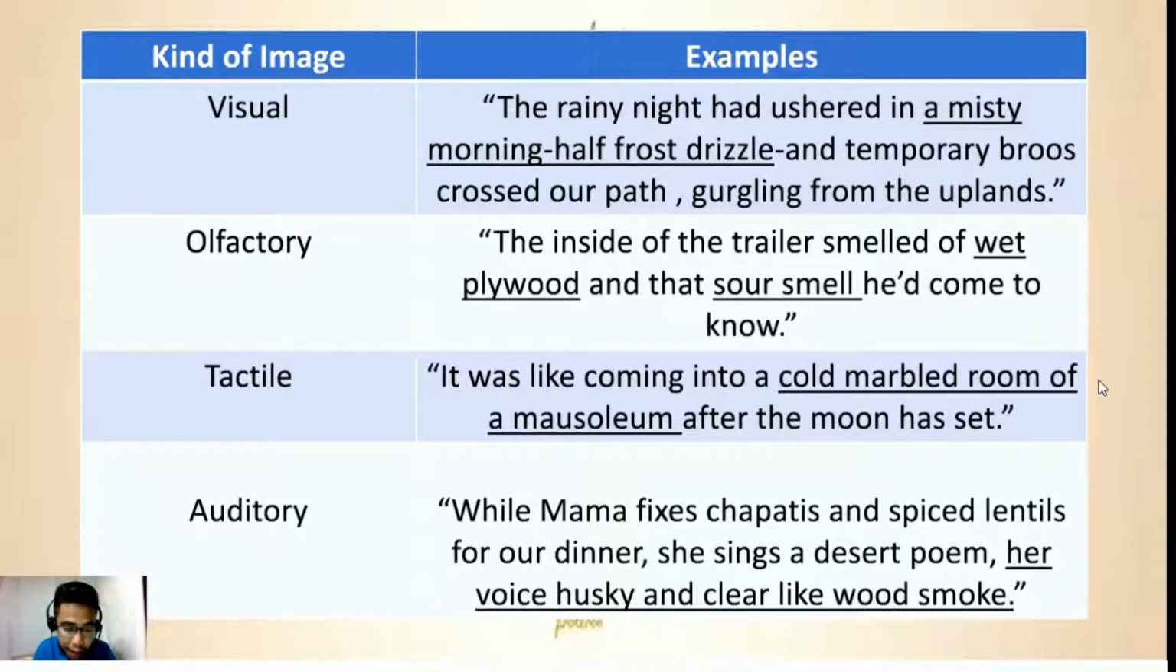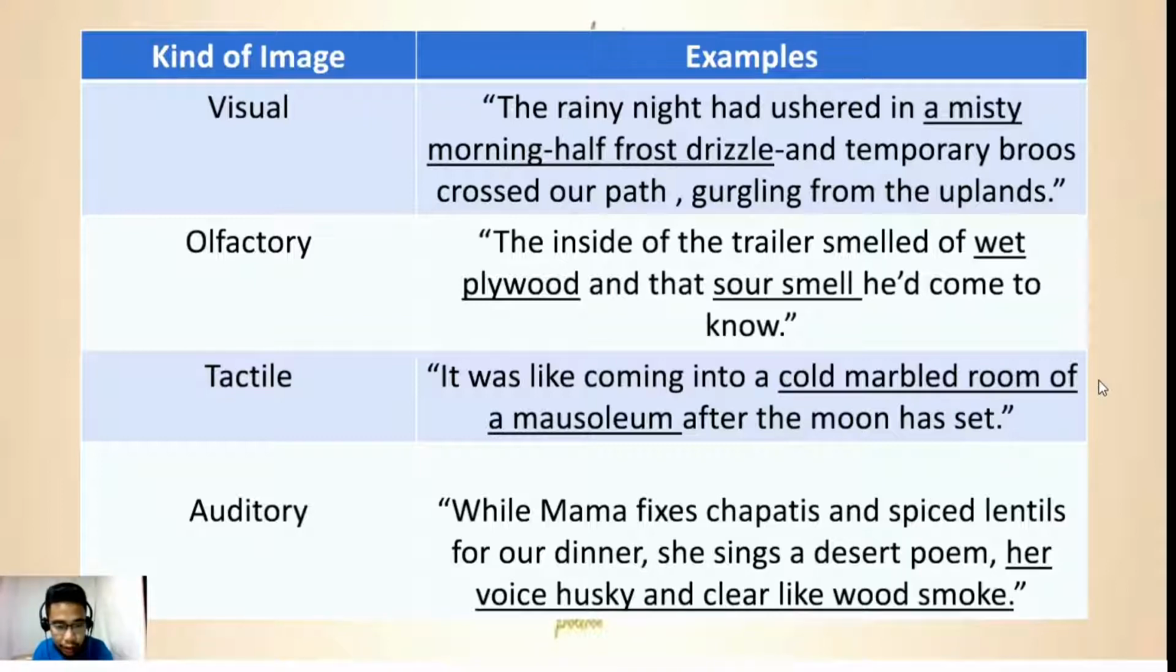And next is olfactory. Example: the inside of the trailer smelled of wet plywood, and that sour smell you'd come to know. Of course, wet plywood, maybe you already know the smell of wet plywood, it's of course a sour smell. The word smells is already here, so we can identify that it's an olfactory word.